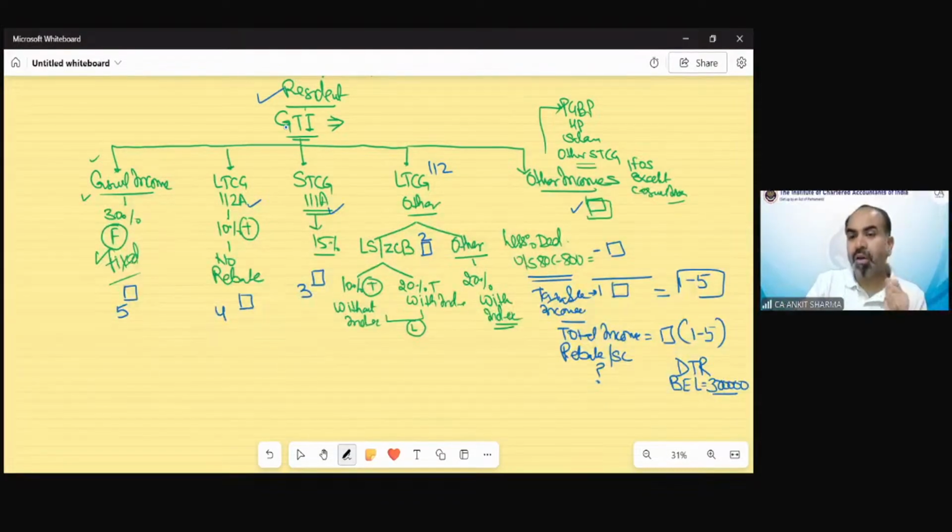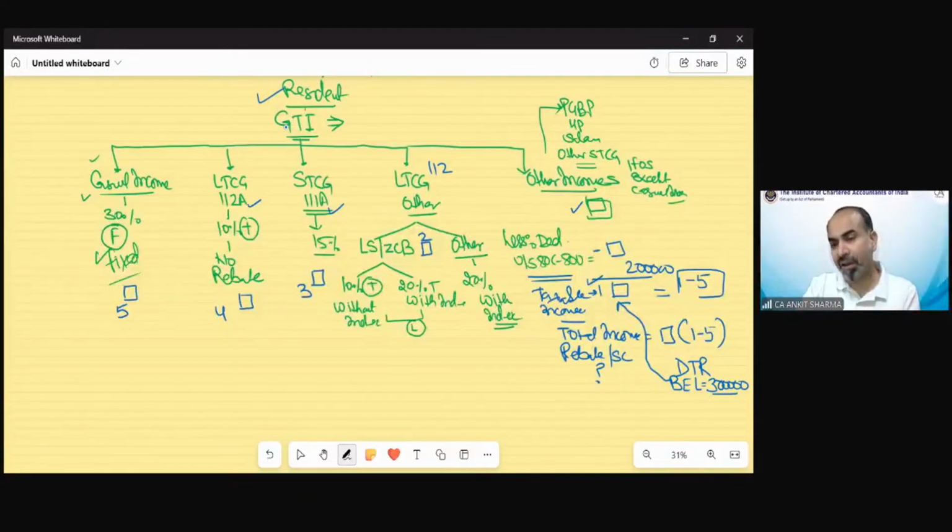Clear? So first of all, I have given the number 1 to this block, 2 to this, 3 to this, 4 to this, 5 to this. We have made a systematic chart. The basic exemption limit's first benefit needs to be given to this income, category 1. Suppose this total income is my 2 lakh rupees, and my basic exemption limit is 3 lakh.